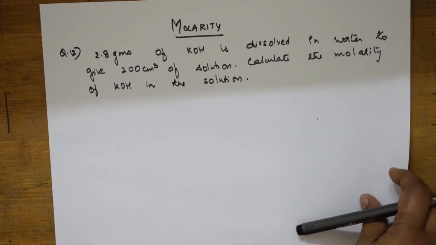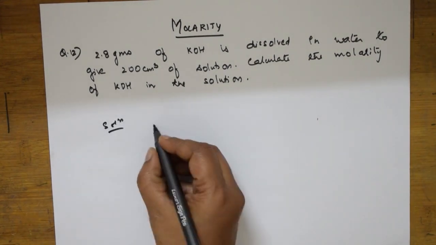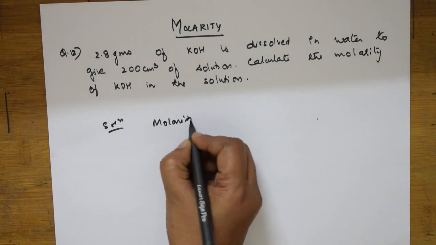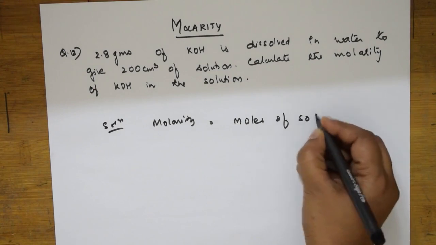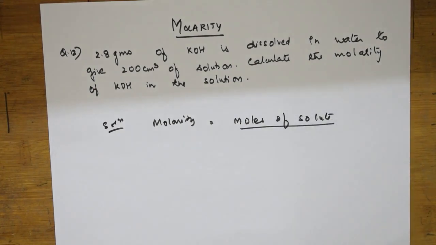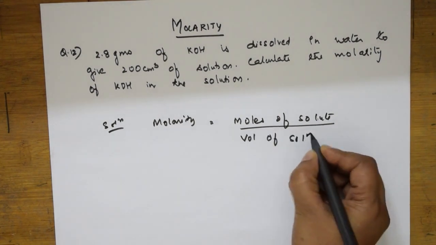Fine. So here, let us see the question. 2.8 grams of KOH is dissolved in water to give 200 centimeter cube of the solution. Calculate the molarity of KOH in the solution. So here, what should I find? I need to calculate my molarity. It's a direct formula. Molarity is equal to moles of solute by volume of solution in liters.